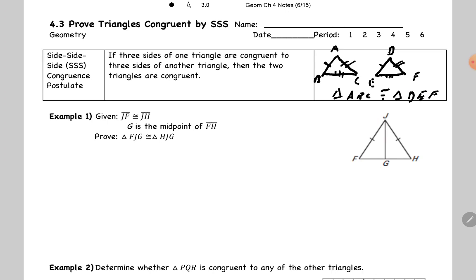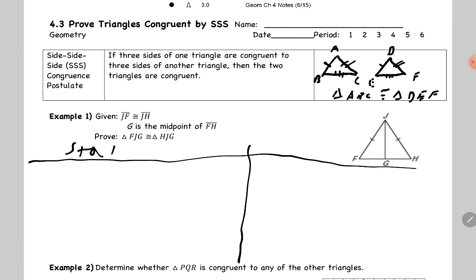Alright, so example 1. Given that JF is congruent to JH, so this segment is congruent to that segment, and G is the midpoint of FH, prove that these two triangles are congruent. Alright, let's go. So this is a proof, because it says proof.